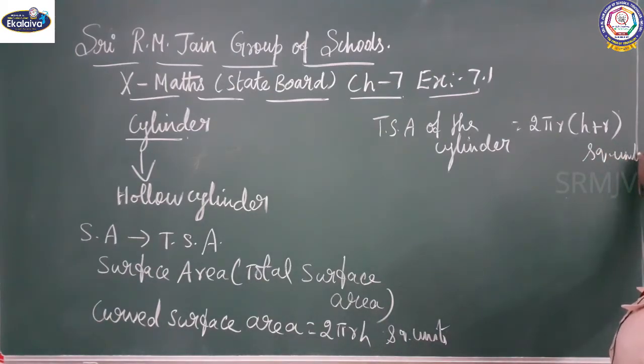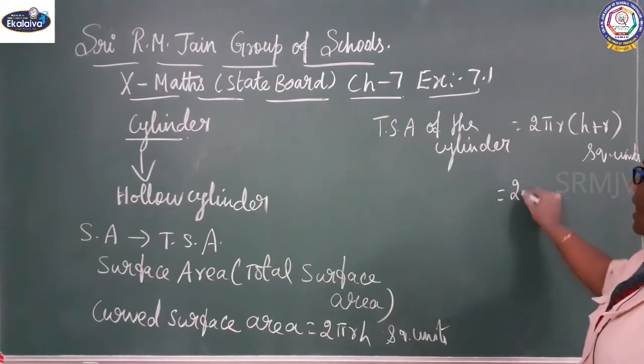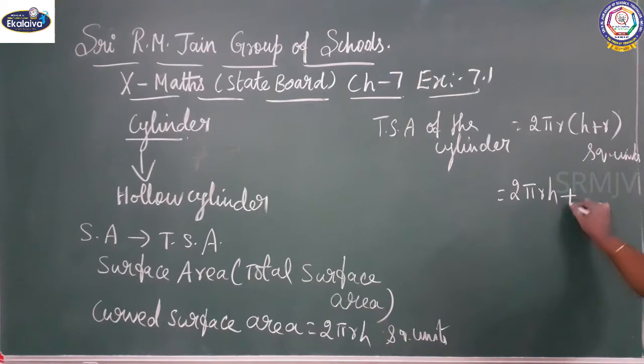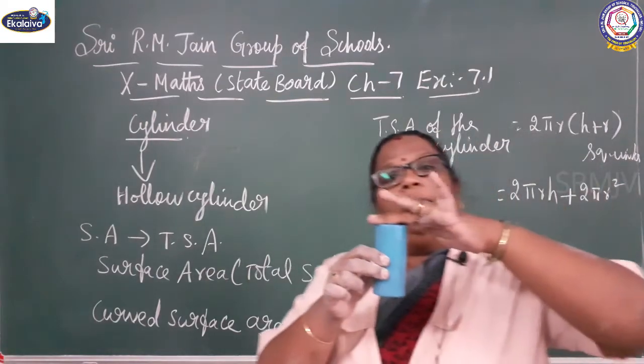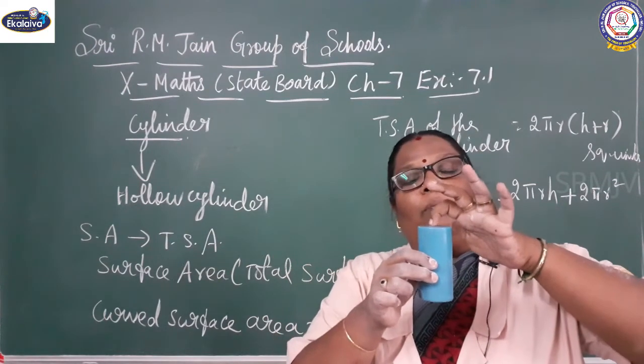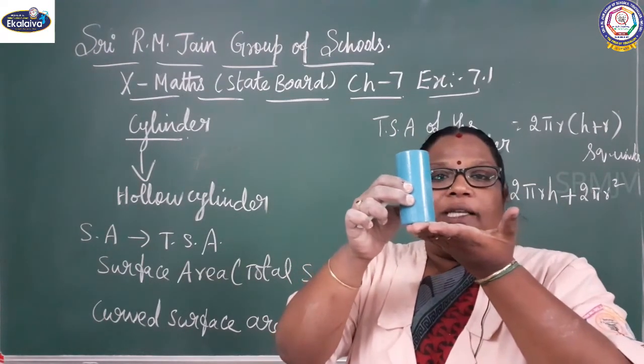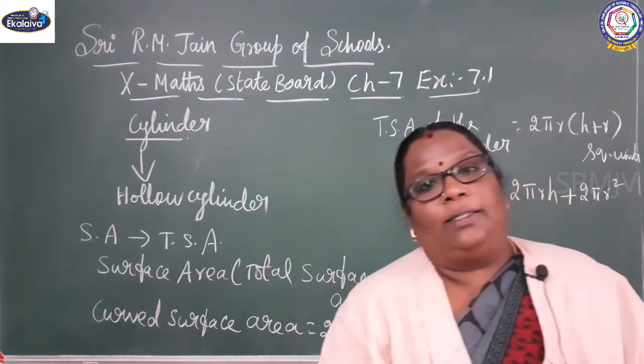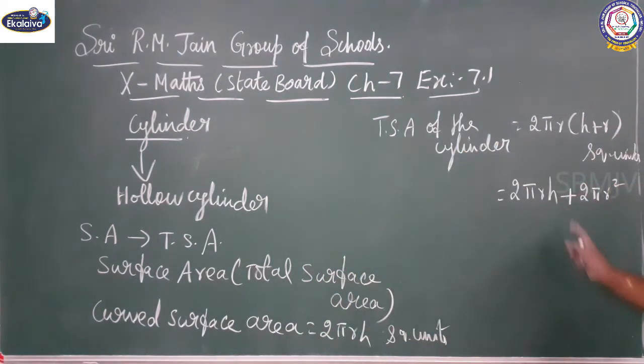See here, 2 pi r h is the curved surface area of the cylinder, plus 2 pi r square. That is the area of the circle, the base area, pi r square. Pi r square plus pi r square is 2 pi r square. So, 2 pi r h plus 2 pi r square.